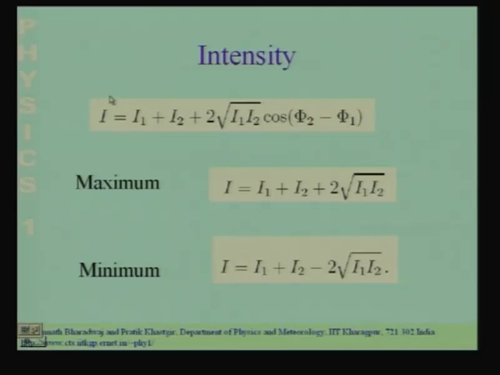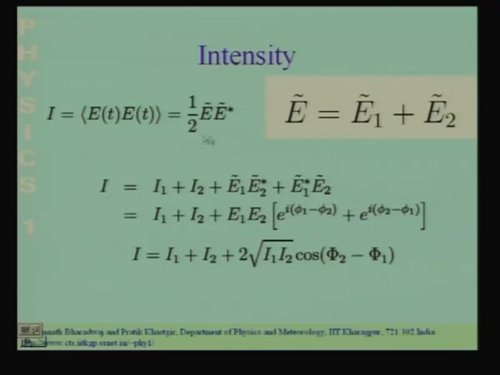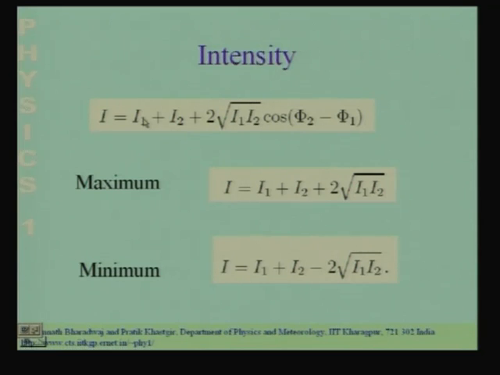The intensity. We have superposed two waves E1 and E2 to obtain a resultant wave E, and then we have calculated the intensity of the resultant wave. The intensity is the time average of E square. The intensity of the resultant is the intensity of the individual waves I1 plus I2 plus this extra term, which is 2 root I1 I2 cos phi 2 minus phi 1.